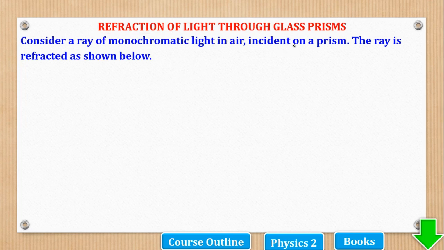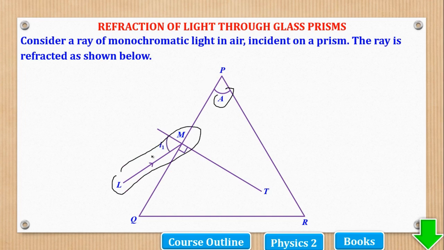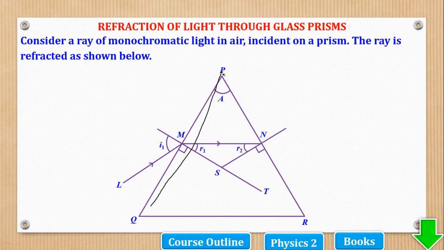A ray in air is incident on a prism and is refracted as shown below. So we shall draw our prism, PQR. Then we draw our ray in air, so that this A is what we call the refracting angle of the prism. This LM is an incident ray, and the angle of incidence is i1. MT is the normal to the plane. This ray will be refracted to meet the second surface. PQ is one refracting surface, and PR is another refracting surface. The surfaces enclosing the refracting angle are called refracting surfaces.